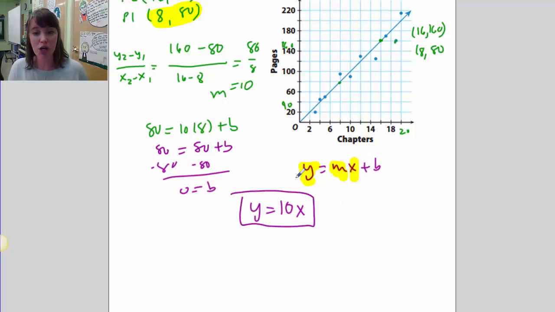And so today we continued our discussion about scatter plots by adding lines of best fit or trend lines to them, and we were able to use trend lines to predict information, and also to find the equation of a trend line. And that's the end of the lesson for today.